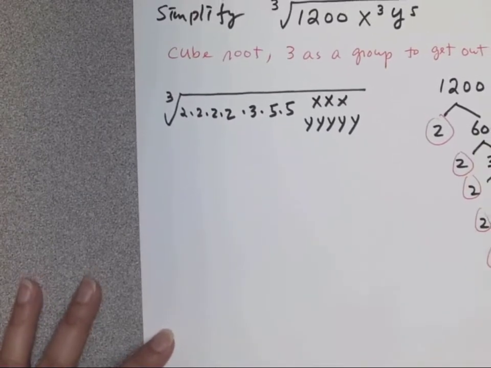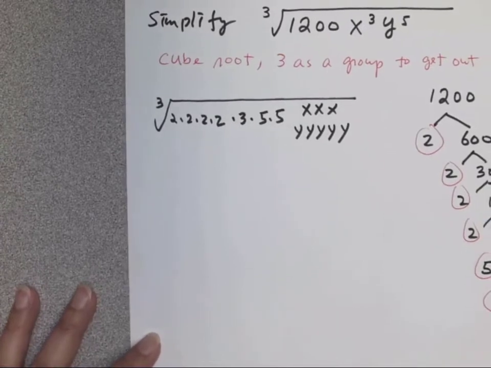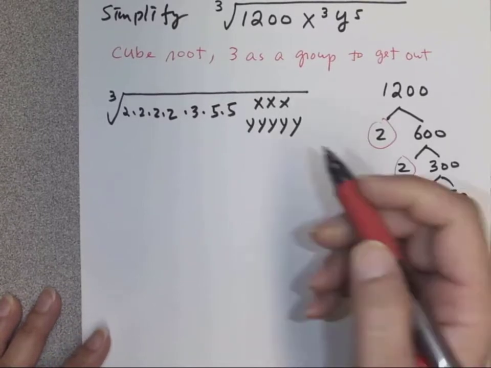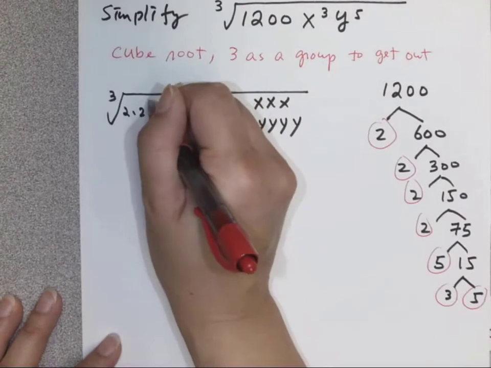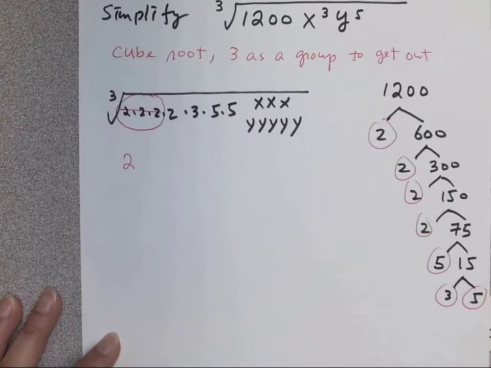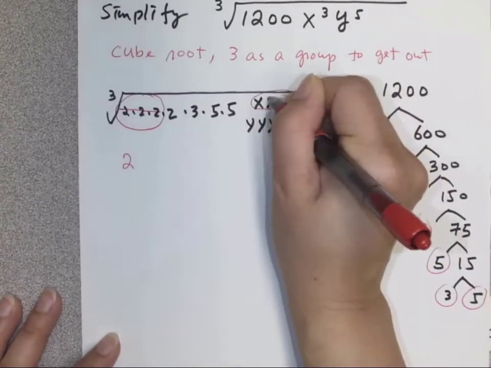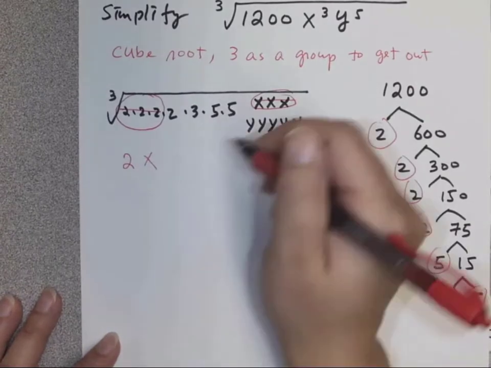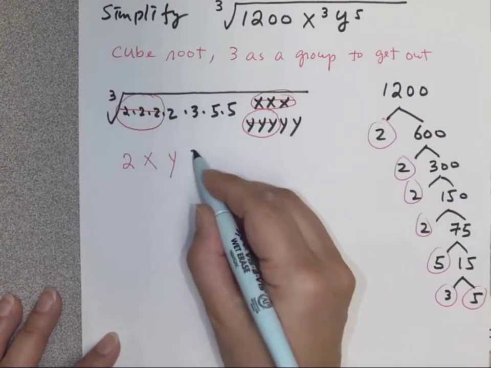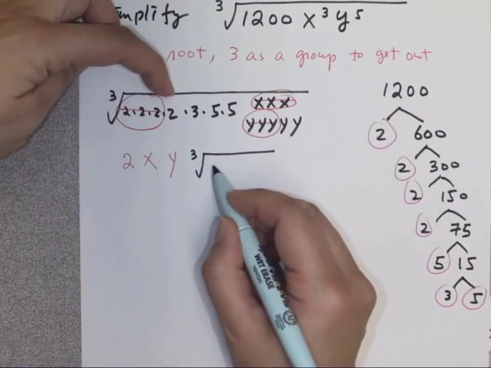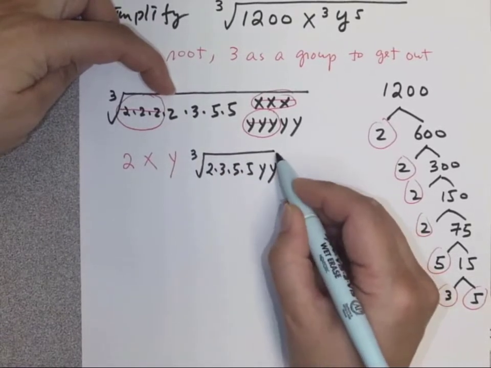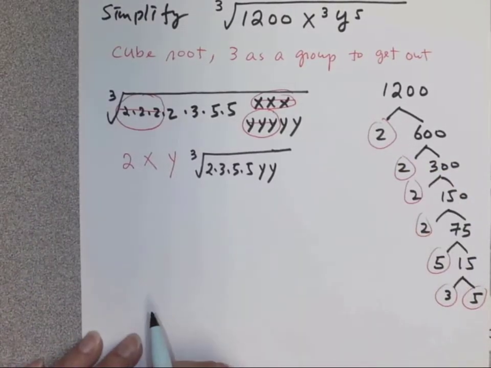And this time I need how many as a group again? 3. 3 as a group. So I have a group of what? 2. Get out as just 2, right? What else? A group of x and a group of y. Okay, that's all, right? And then inside, I'm going to have whatever left, right? 2 times 3 times 5 times 5, and then y and y, right? That's all I have. Did I miss anything?